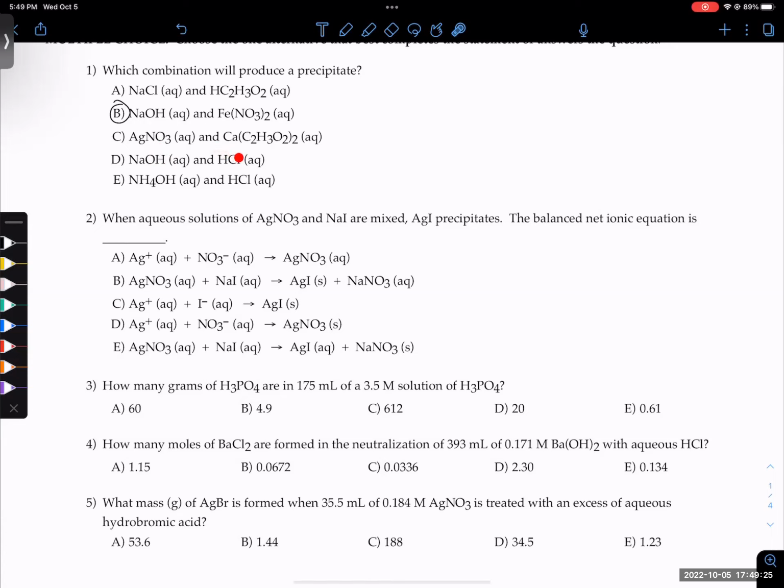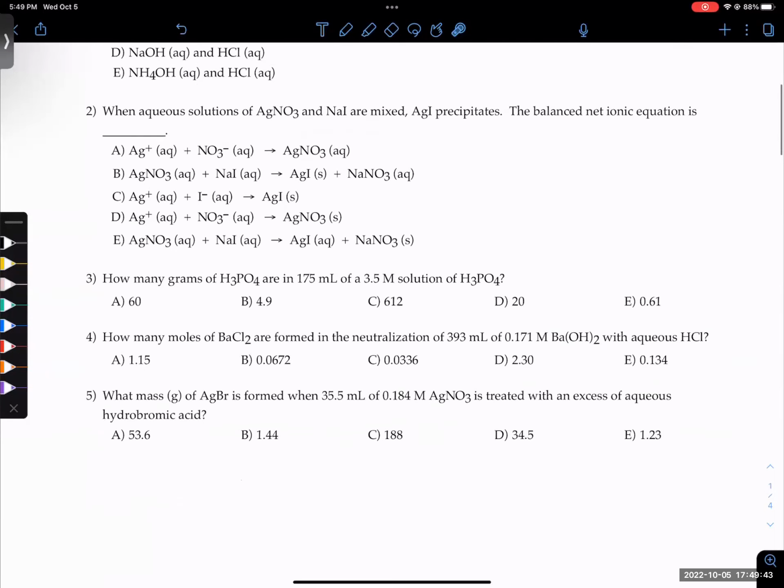This makes H2O and NaCl, an acid-base reaction. And then ammonium hydroxide and HCl make ammonium chloride and liquid H2O. So no precipitates are formed in either of those. Okay. What about this one?